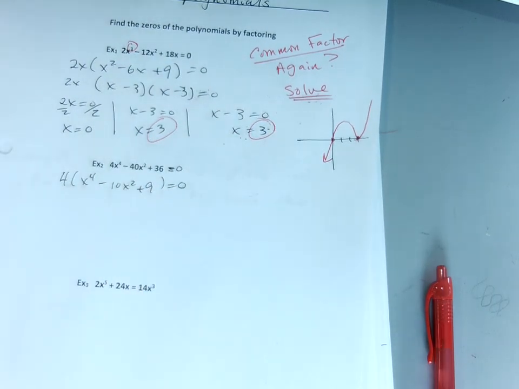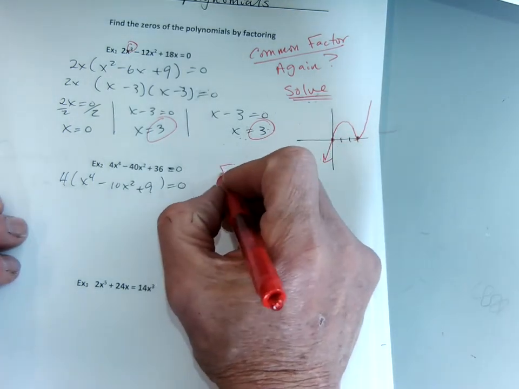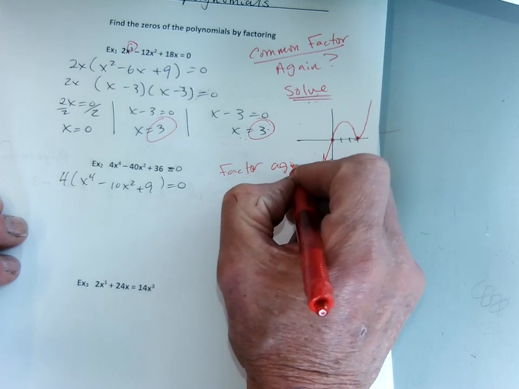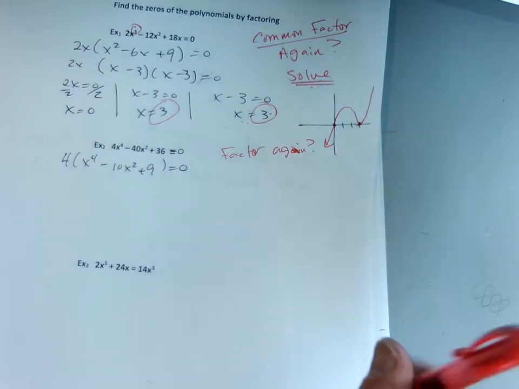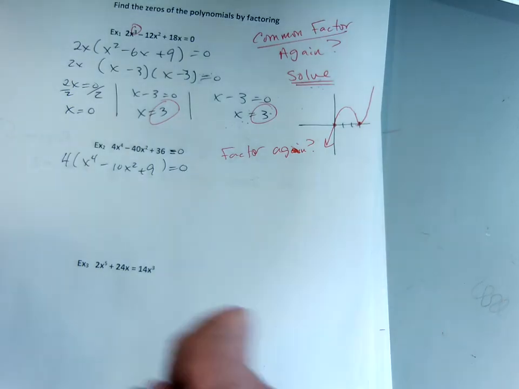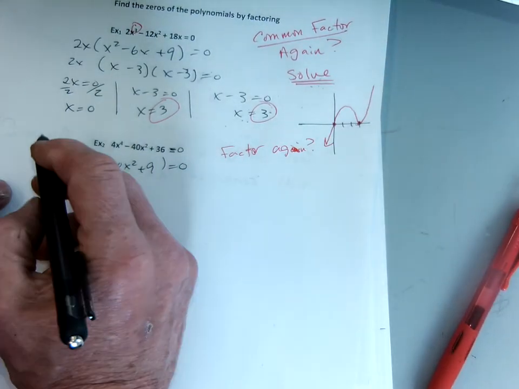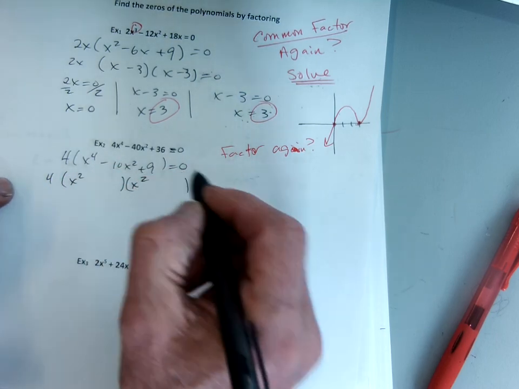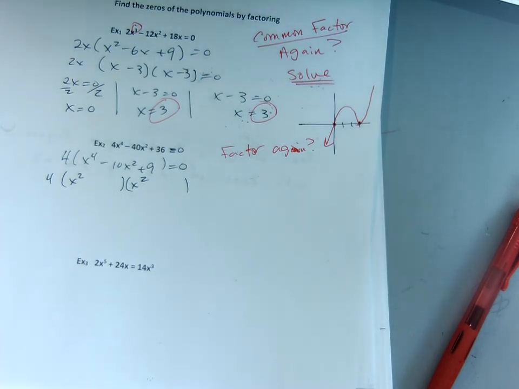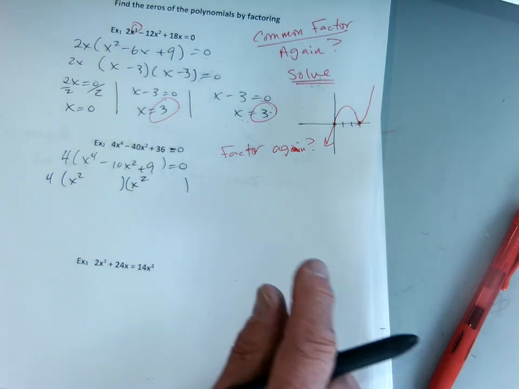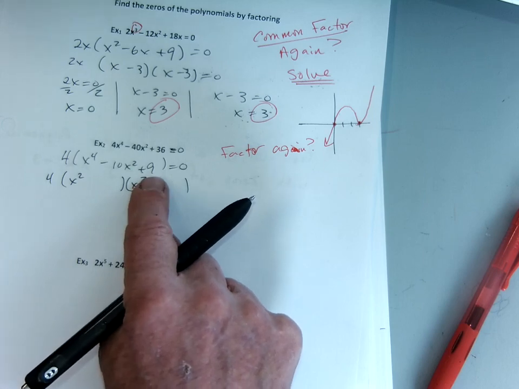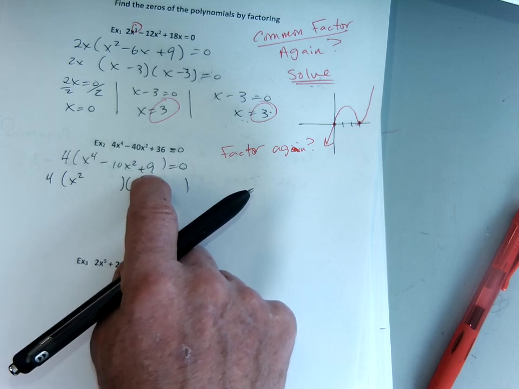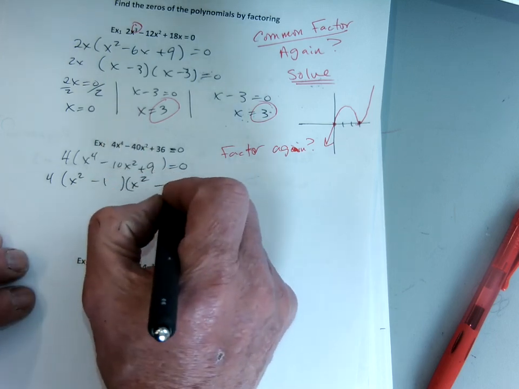I agree. Can we factor again? Yeah. So, I'm going to go x squared and x squared. Probably 9 and 1. How come I'm going to go 9 and 1? Because that'll make it 10. How about negative 9, negative 1, right? Yeah. Negative 1, negative 9.